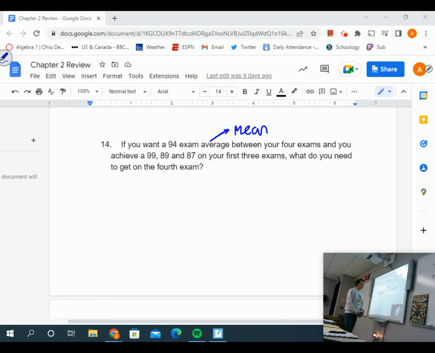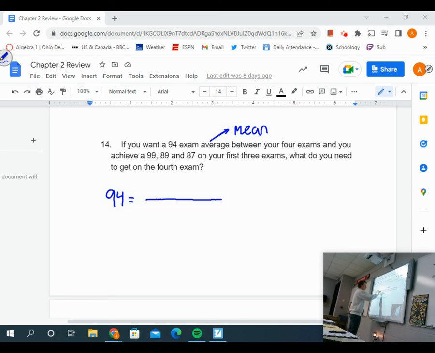Now, what's interesting here is a lot of the time we're supposed to find the mean, but in this problem, they already give me the mean. I'm supposed to get an average score of 94. I'm told this 94 score is coming between my 4 exams, and I know the first 3 scores. Well, I know the mean is 94, and I know the way I find mean is I add all my numbers up and divide by however many there are. This is how we compute the arithmetic average.